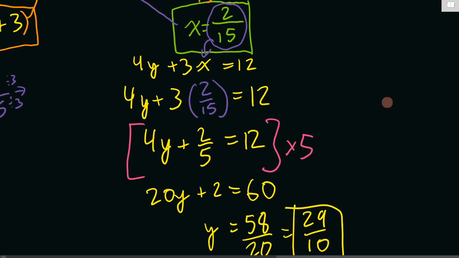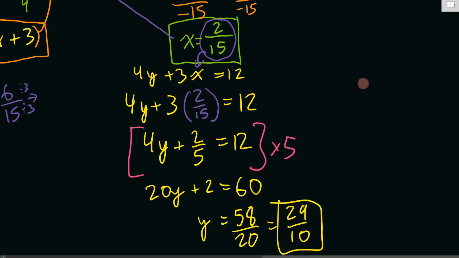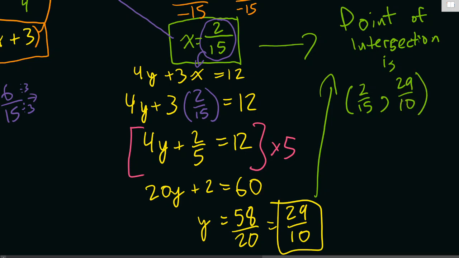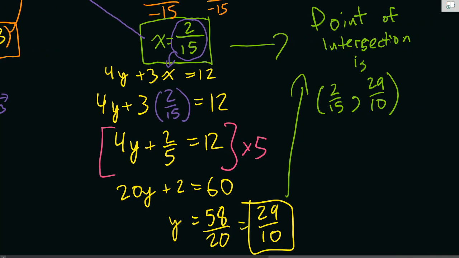So there you have it. Your solution is, let's call it the point of intersection this time because they mean the same thing. So the point of intersection, which is another way of asking for the solution, is 2/15, 29/10. And again, good luck seeing 29/10 on a graph accurately, right? Like you can't. This is one of the superpowers of substitution, is you always get the exact solution.